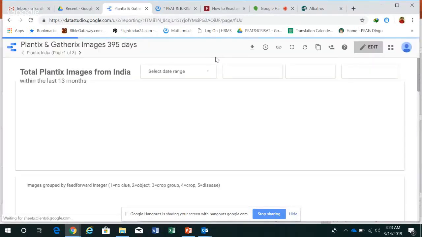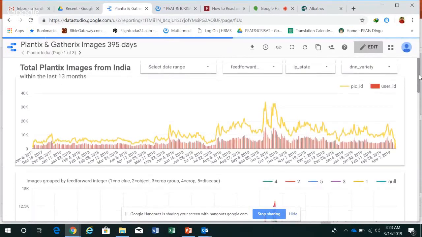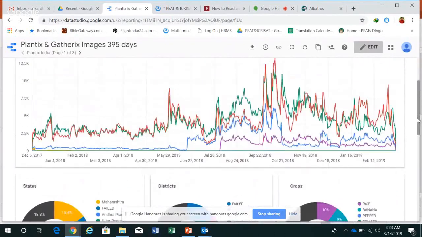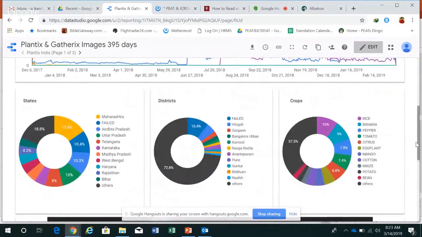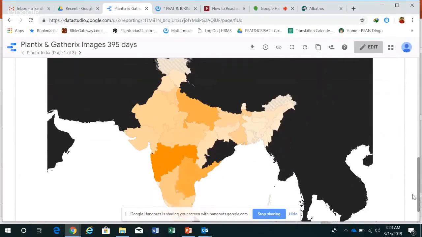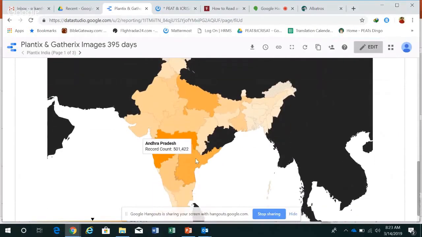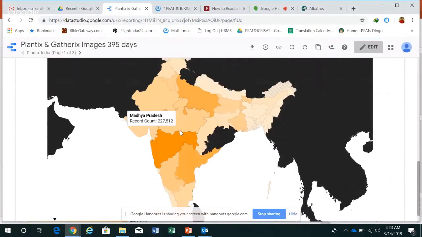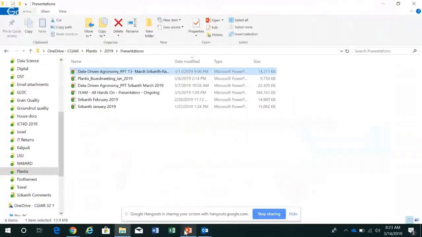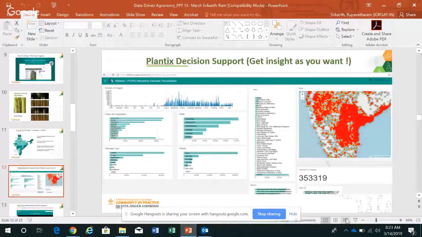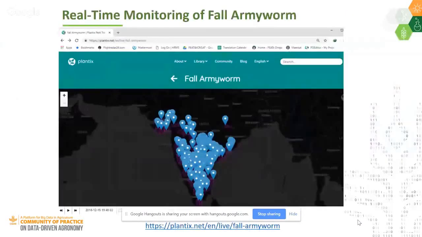Where do we get this data from? Around the world, not just India, but from around the world. So we have this pooled data, state-wise, crop-wise, and even on a map, we can go and see from where we are getting this data. And here, I'll be ending soon.